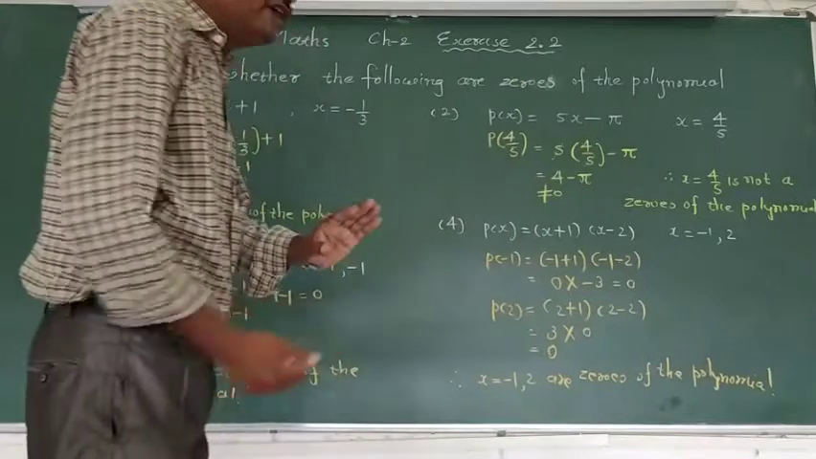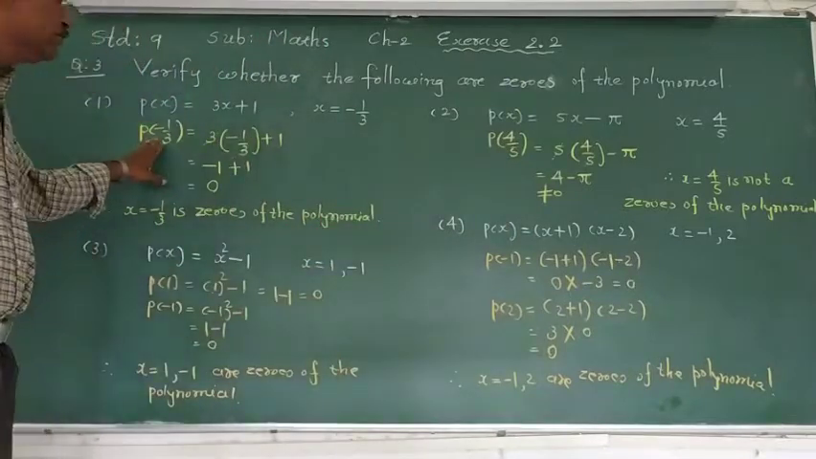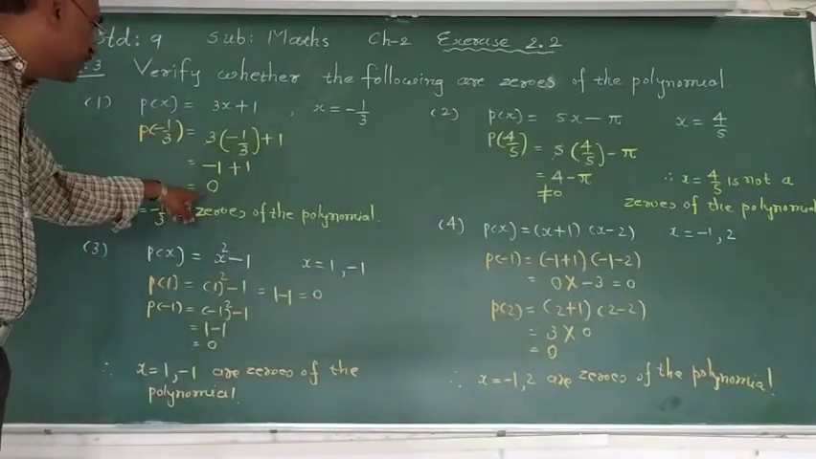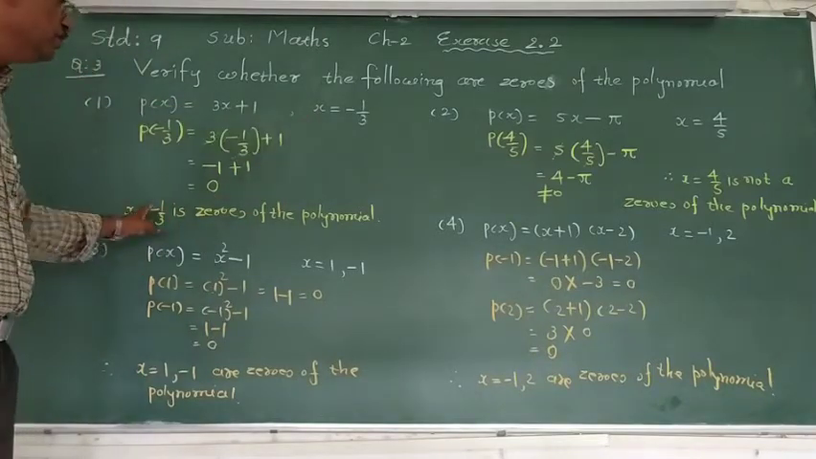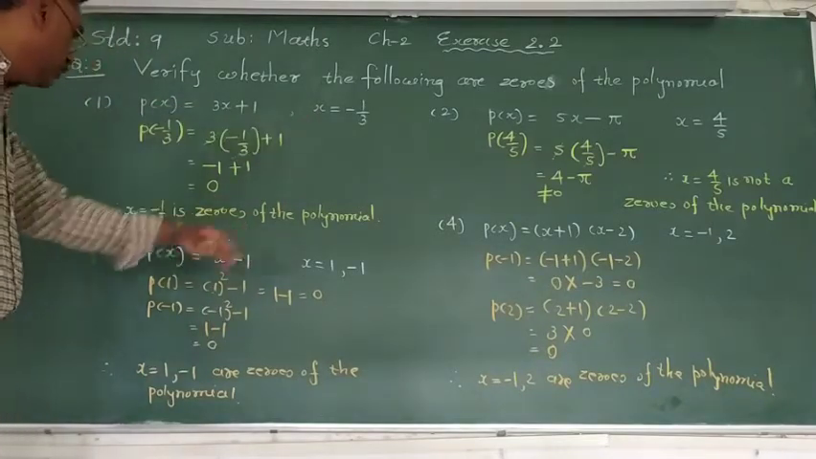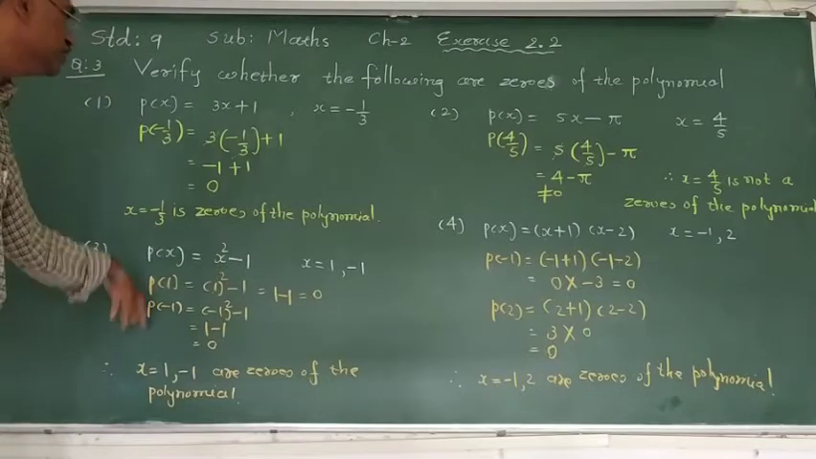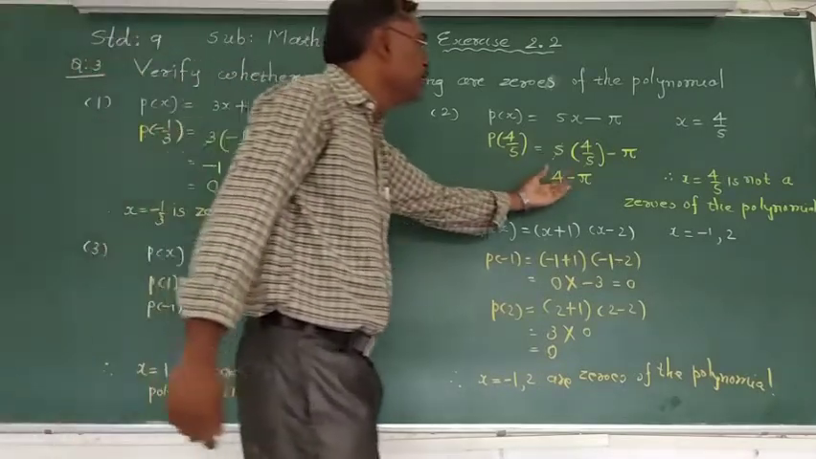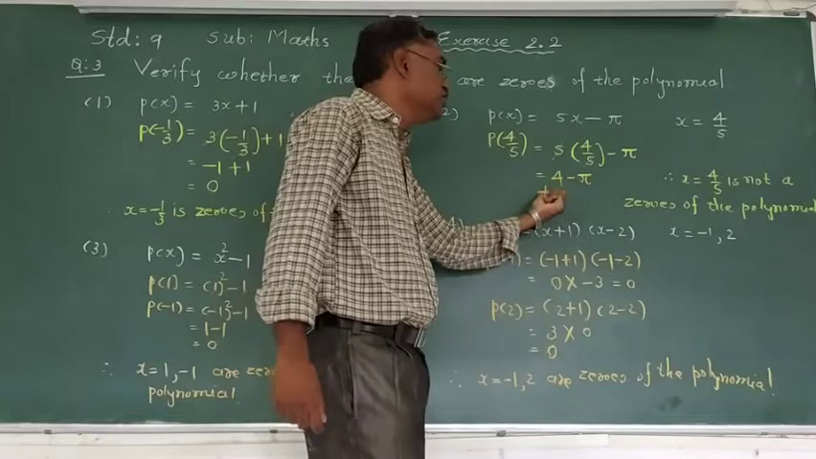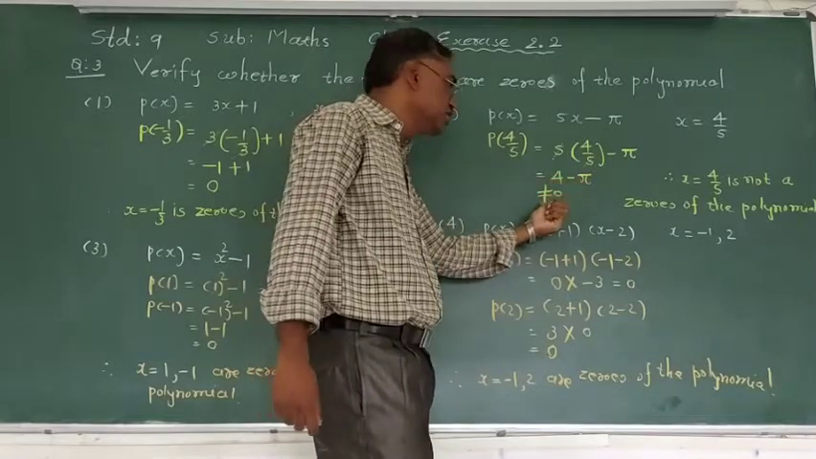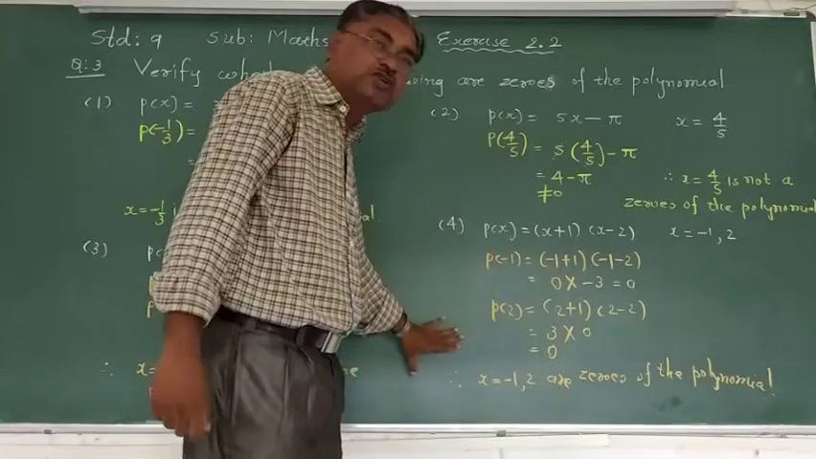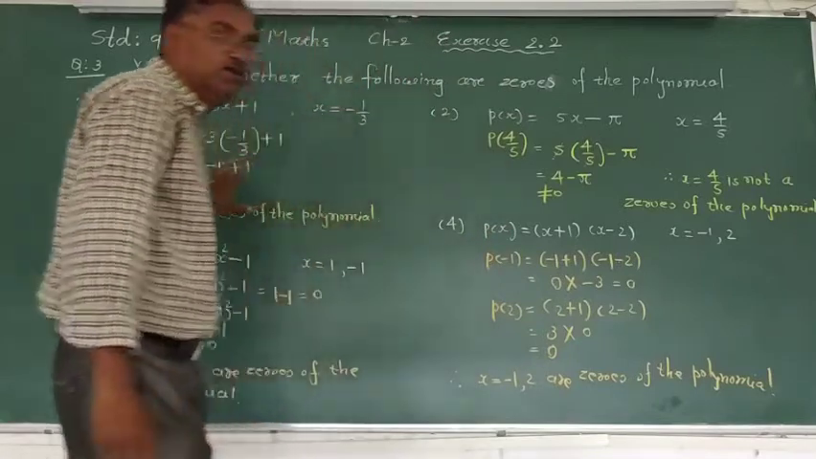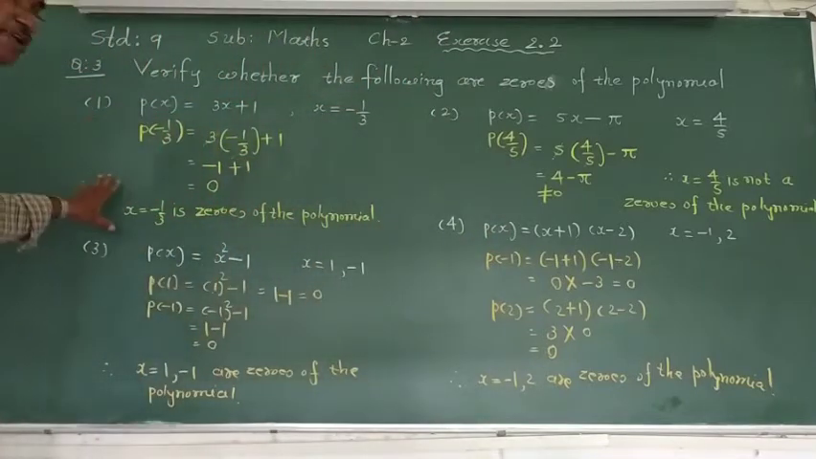Okay, now understand very well. When we put the given value, if the answer is 0, then we can say that x equal to that value is a zero of the polynomial. Here we obtain 0, but there we obtained 4 minus pi. It is not 0, whatever it is. So it is not a zero of the polynomial. Here also they are zeros of the polynomial. Now write this down in your notebook very carefully.